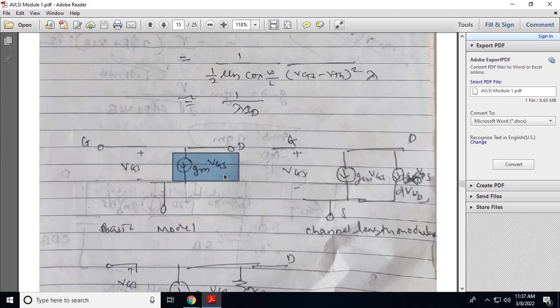ID is equal to GM into VGS because transconductance is equal to change in ID with respect to VGS. Transconductance GM is equal to ID divided by VGS. So from this equation ID is equal to GM into VGS. So this is a basic small signal model.